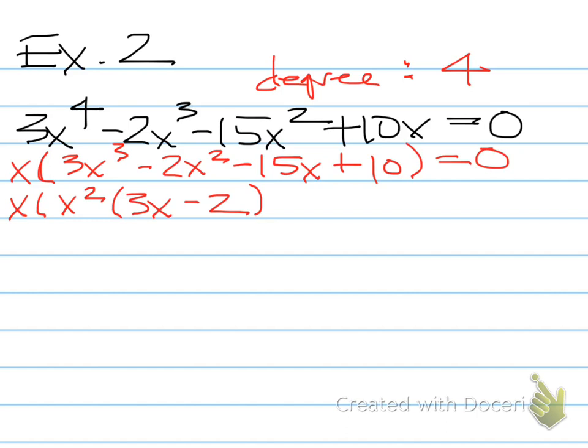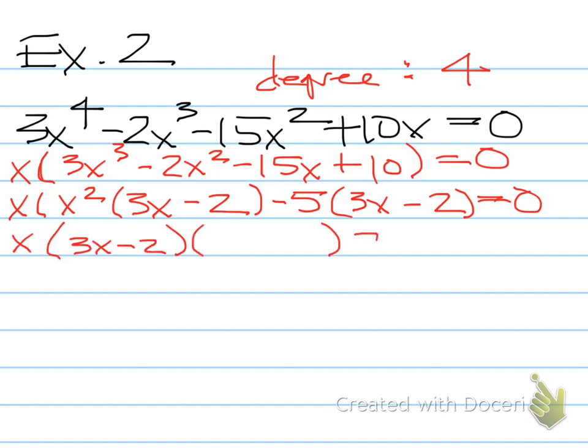And then as a shortcut, you can just ask yourself, what do you have to multiply 3x by to get that third term, negative 15x? And the answer is negative 5. So that's letting you know that you're factoring out a negative 5 from those last two terms. And that'll leave you with 3x minus 2. You have a 3x minus 2 common to both terms, so you can factor out the 3x minus 2. And that will leave you with x squared minus 5.